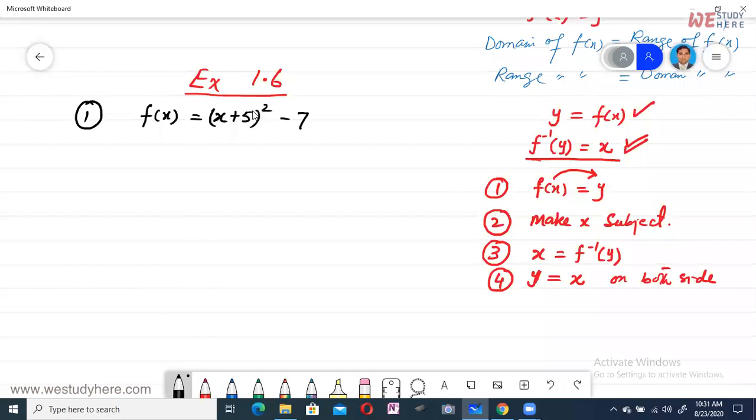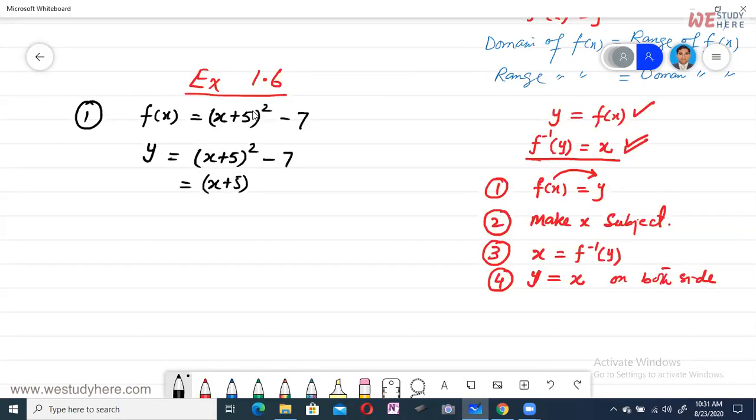Here now we are doing the first step. In place of f of x we are substituting y: y is equal to x plus 5 whole square minus 7. Then in the second step, make x the subject. Subject means x should be separate. The x plus 5 whole square stays as it is, and minus 7 on the other side becomes plus 7, so y plus 7.